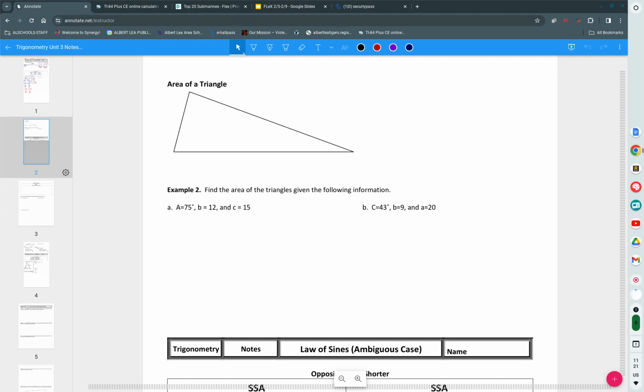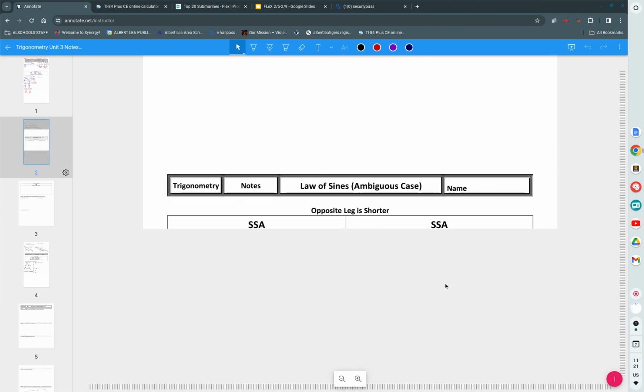Area of triangle, we're going to skip that. We're going to come back to it at a better time. You're not going to learn about area right now today.